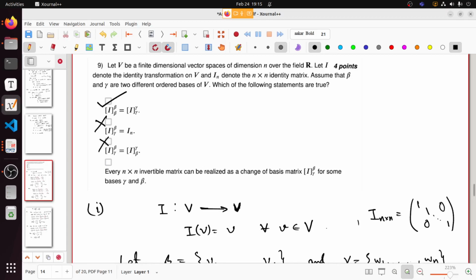Now move to option number 4. So what is option number 4? It's saying that every n cross n invertible matrix can be realized as a change of basis matrix I gamma beta for some bases gamma and beta. It says there exist some bases gamma and beta in which any invertible matrix can be written as the identity map with respect to those two bases. Okay, so let's prove this.